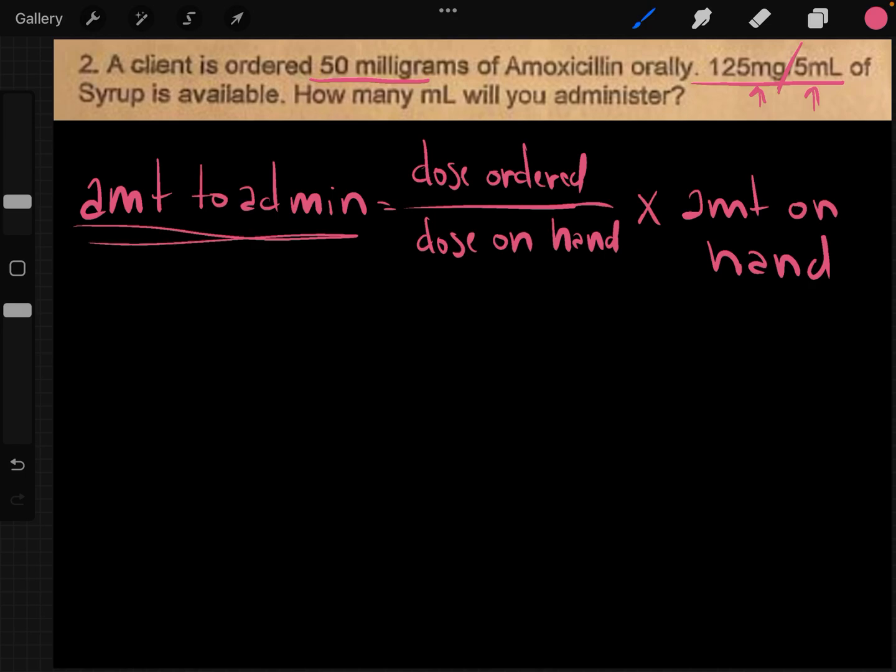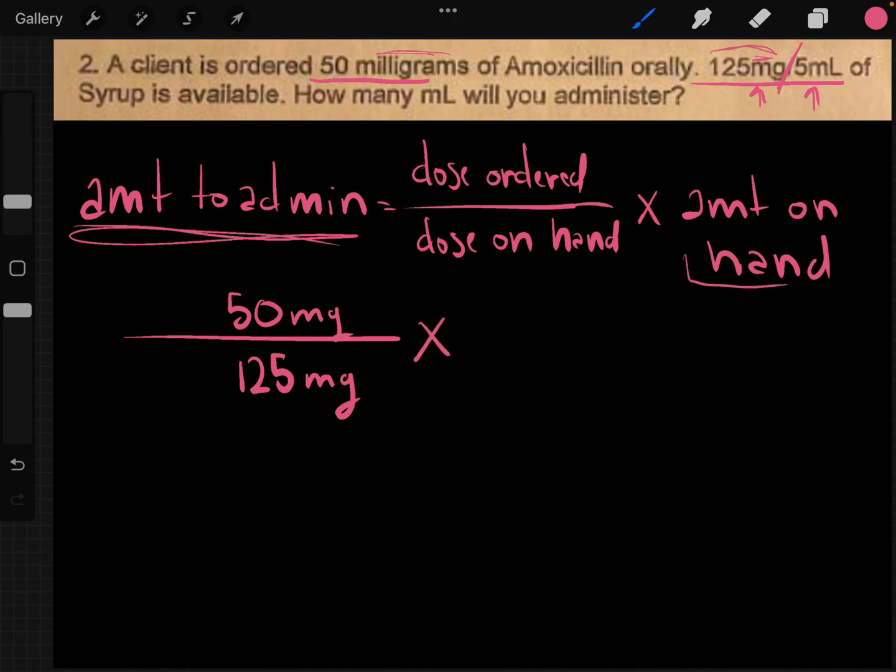We're looking for the amount to administer. The dose ordered is the 50 milligrams. Notice that the milligrams is in the same unit, so we don't have to do any conversions. The dose on hand is this right here, the 125 milligrams. Same units, no conversions. Now, the amount on hand is this milliliters. Since it's a separate thing, we can keep it in that unit. So it's 5 milliliters.